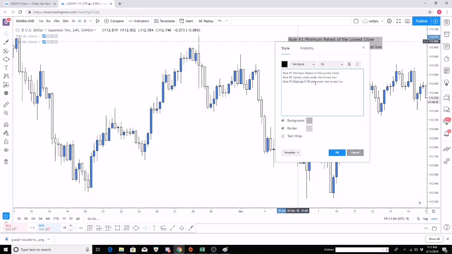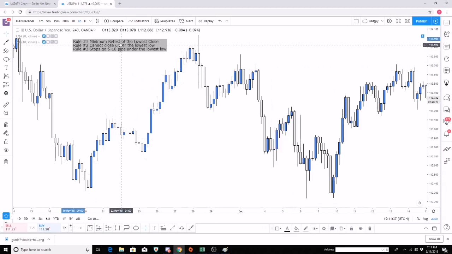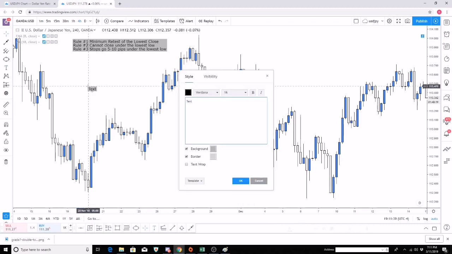And again, you can modify pretty much any of the other rules, like stop losses and entries, to accommodate your needs, except for these two here. So rule number 1, minimum retest of the lowest close. Rule number 2, cannot close under the lowest low. And then rule number 3, stops go 5 to 10 pips under the lowest low, and so forth. So that's for a double bottom. Let's make the double top rules.